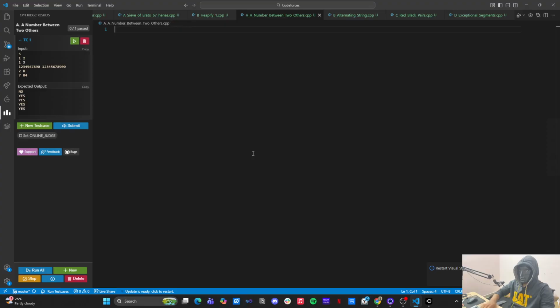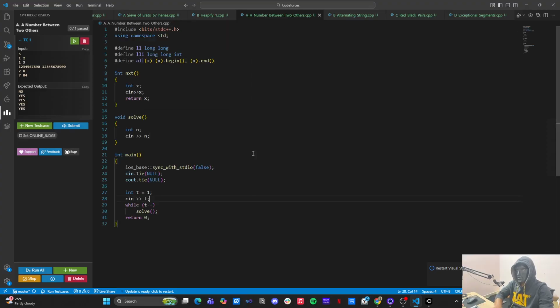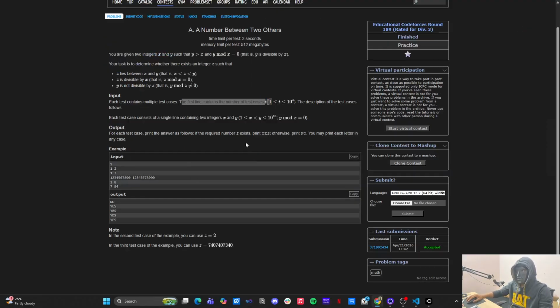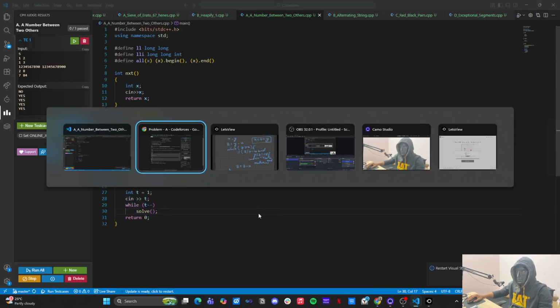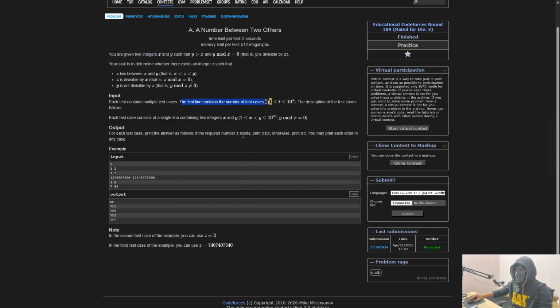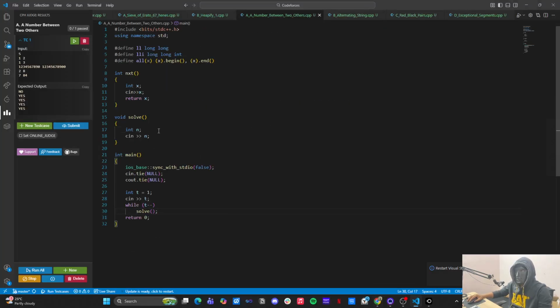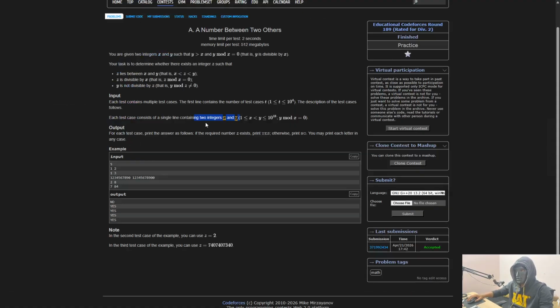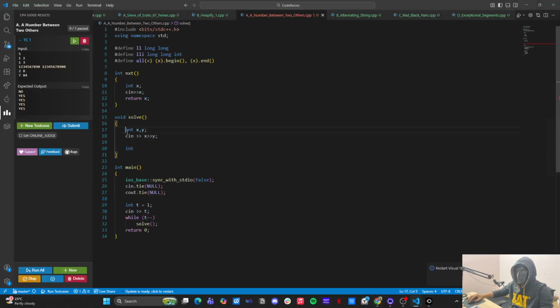So let me try to code in front of you. We have test cases, I've taken test cases here. Now we have two integers x and y for every test case. I'll not be taking it as integer because here they've said it is 10 power 18, so I'll be taking it as long.